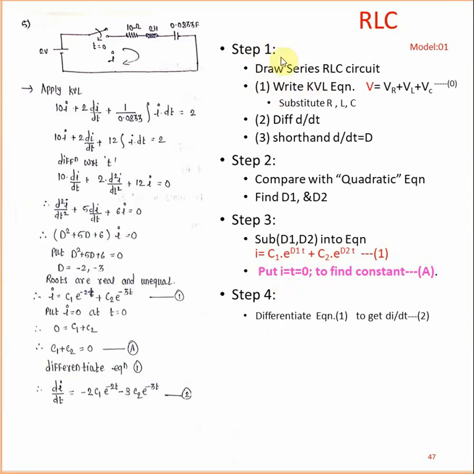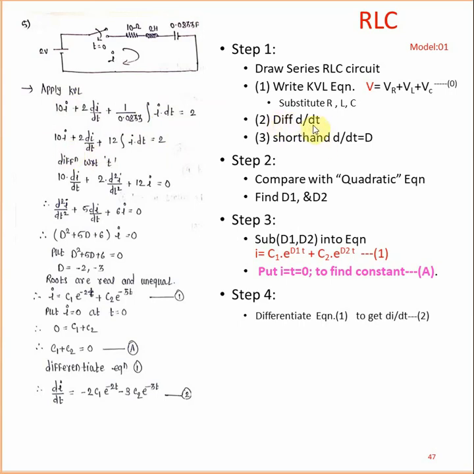Go to the problem. Step number 1: find the KVL. V is equal to VR plus VL plus VC. What is V? The source voltage. VR is I into R, I into 10, plus VL. What is VL? L dot di by dt, L value 2 into di by dt, plus VC. What is VC? 1 by C integration of I dt. So this is my equation. Simplify, this answer is 12. So this is my equation.